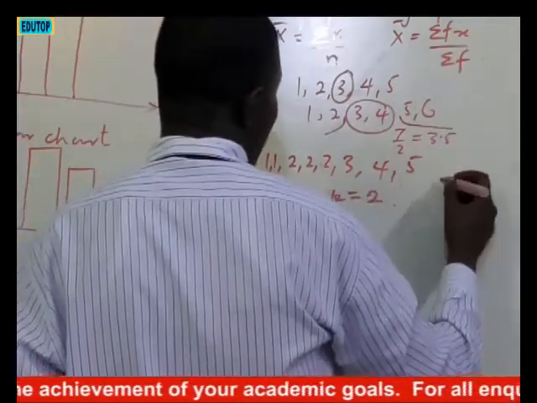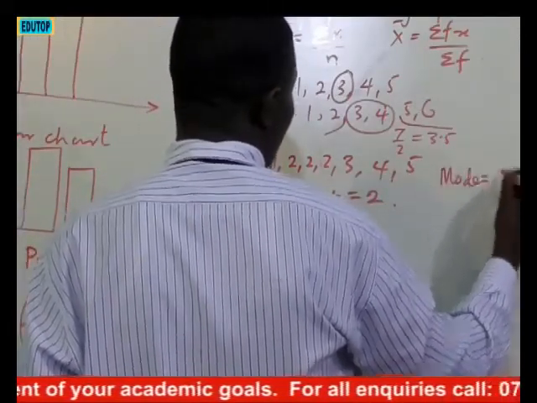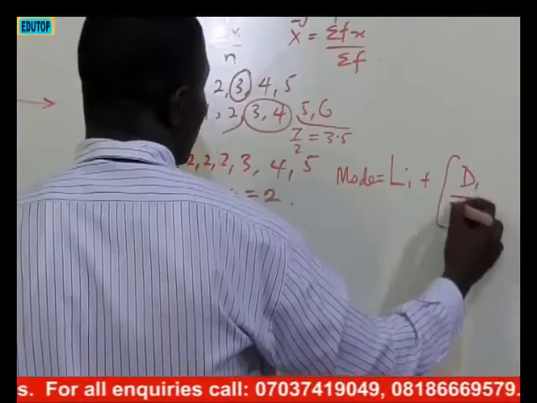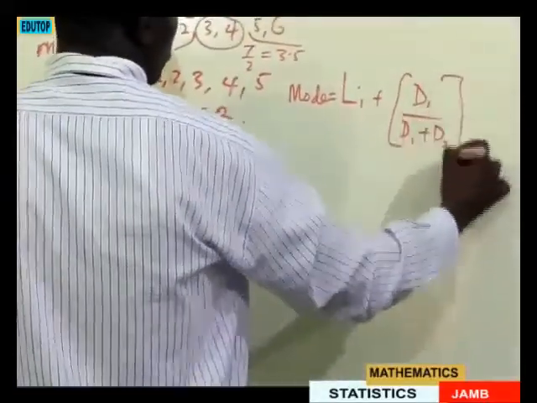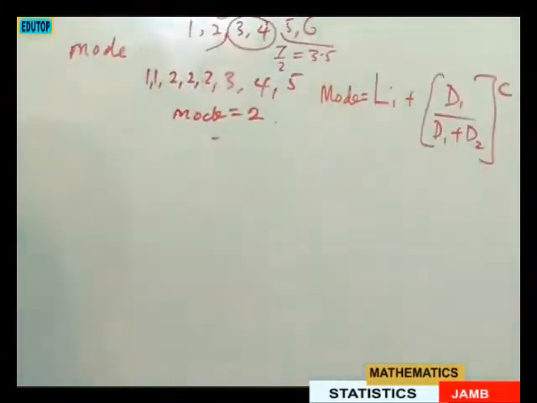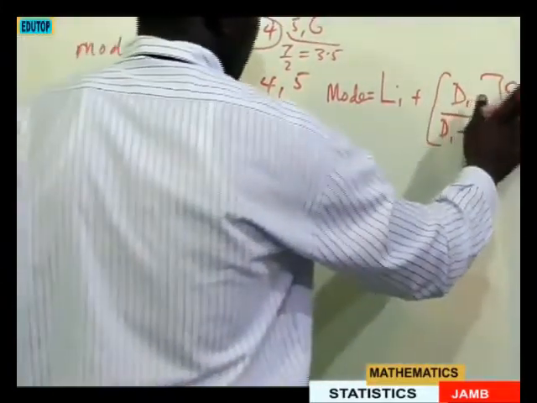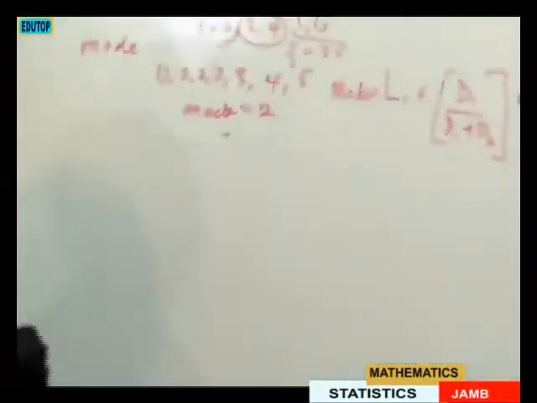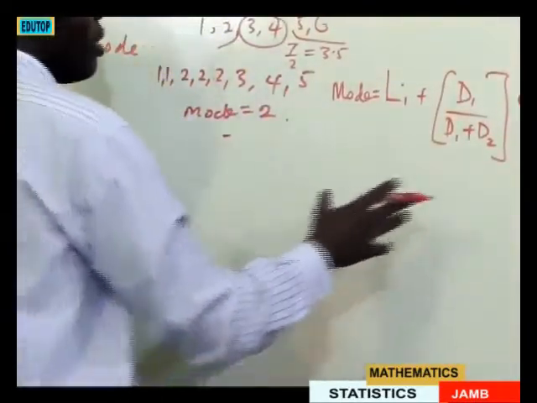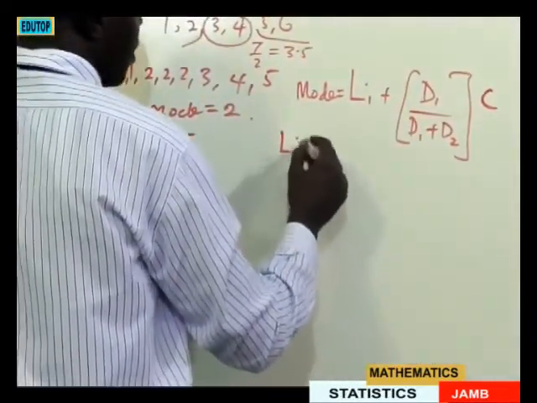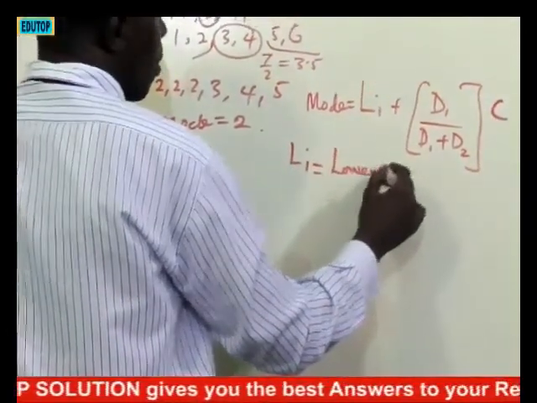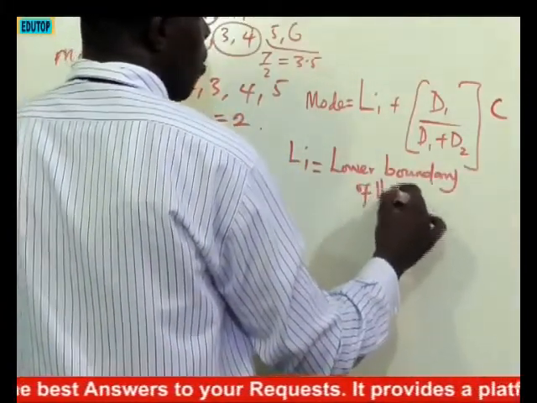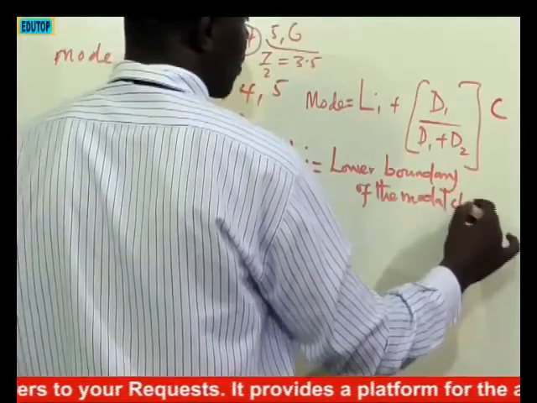But in the case of grouped data, the mode is usually calculated by saying Li plus D1 over D1 plus D2, open bracket, multiplied by, this is not raised to power, this is multiply, C, where C is the class width. If you have to calculate the mode of grouped data, this is the formula you have to apply, where Li is the lower boundary of the modal class.